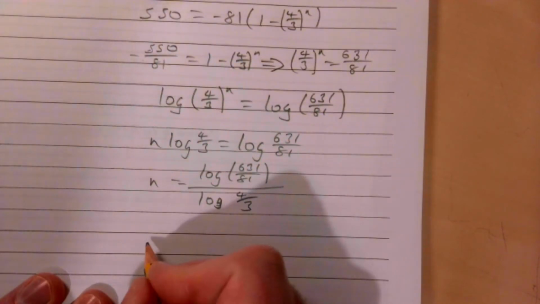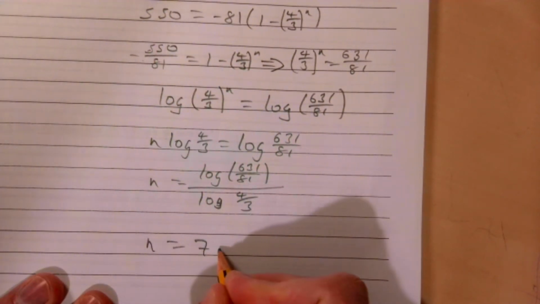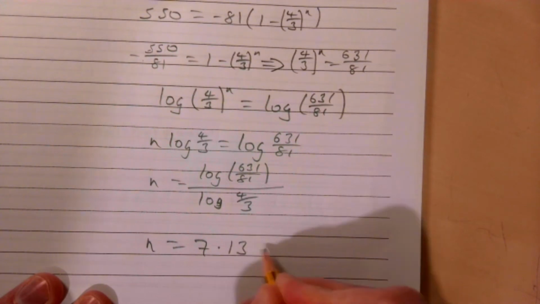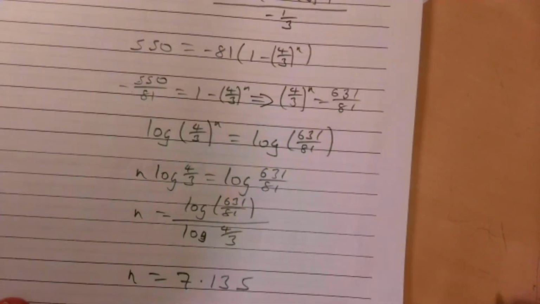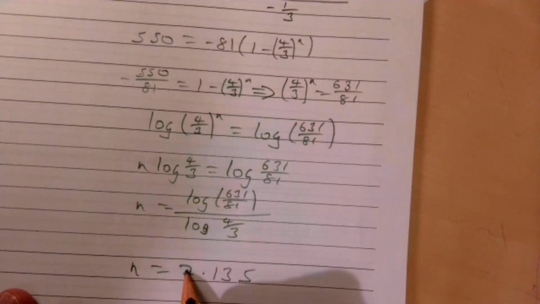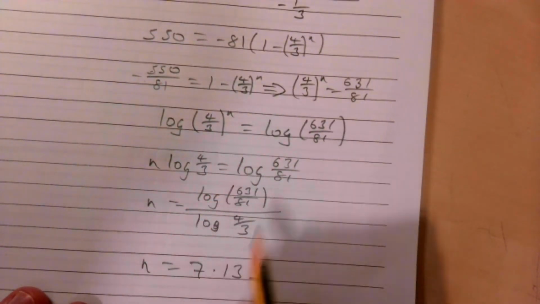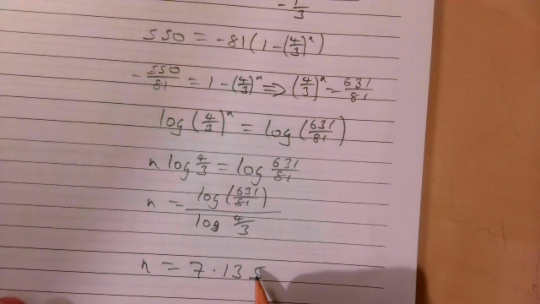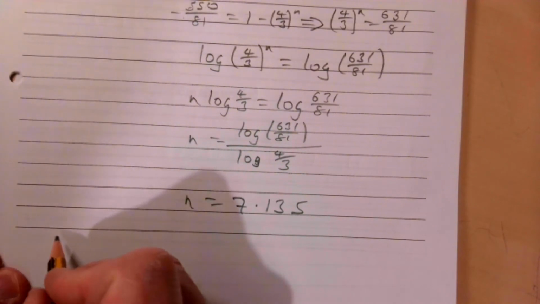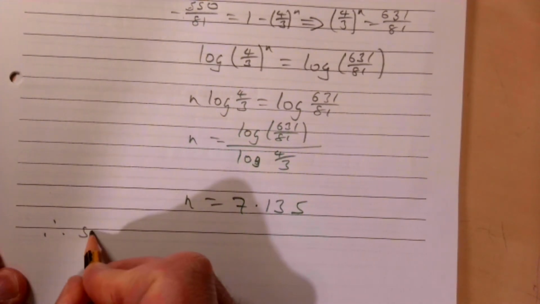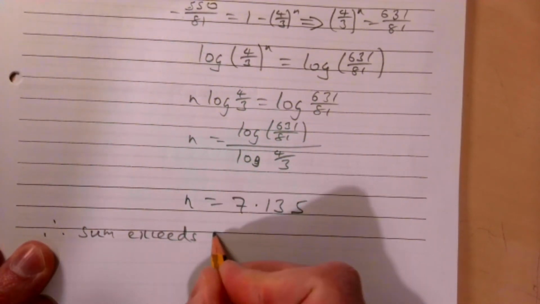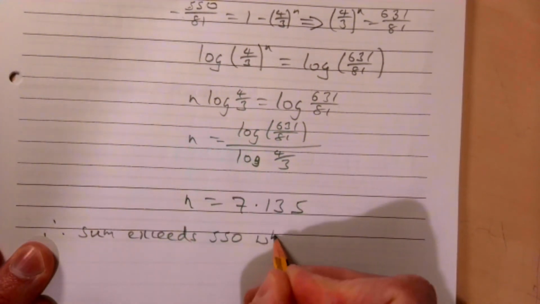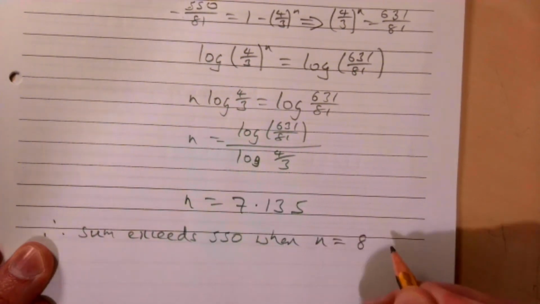If you do that, you will get 7.135. So what does that mean? Whenever it's 7, it's not quite at 550 because it takes 7.135 terms to hit 550. So effectively we need 8 terms. So that'll be our final line then. Therefore, the sum exceeds 550 when n equals 8.